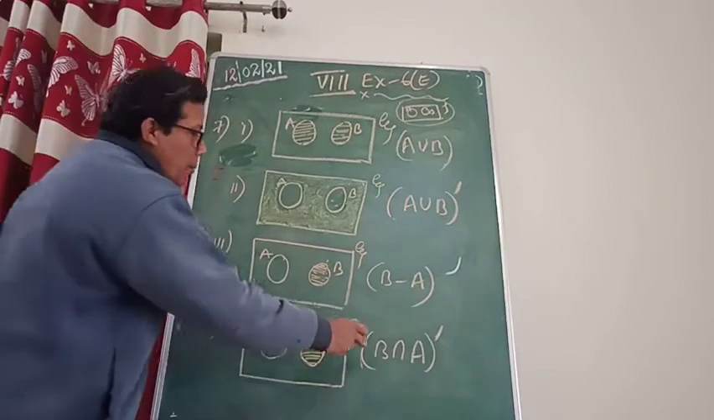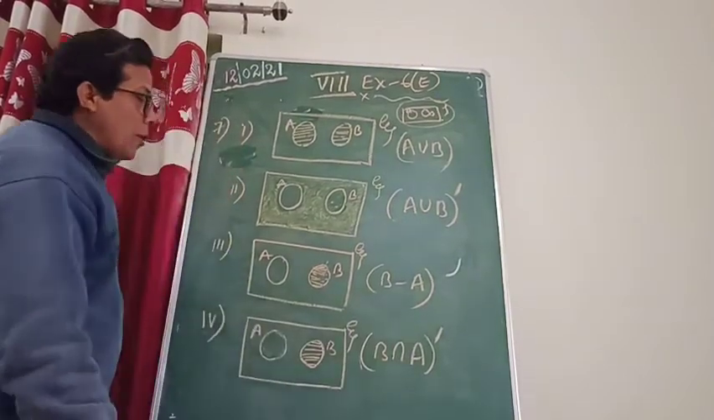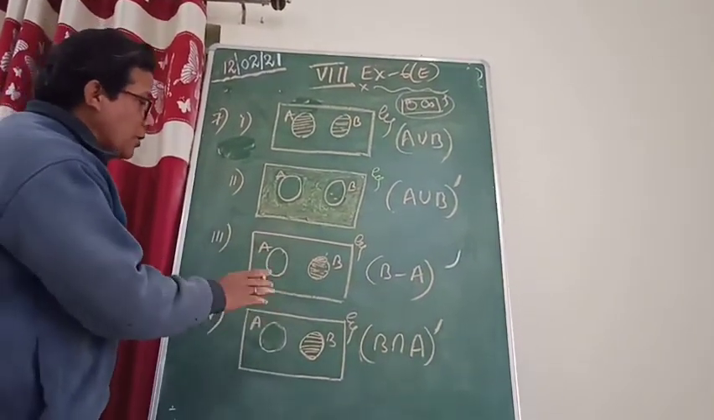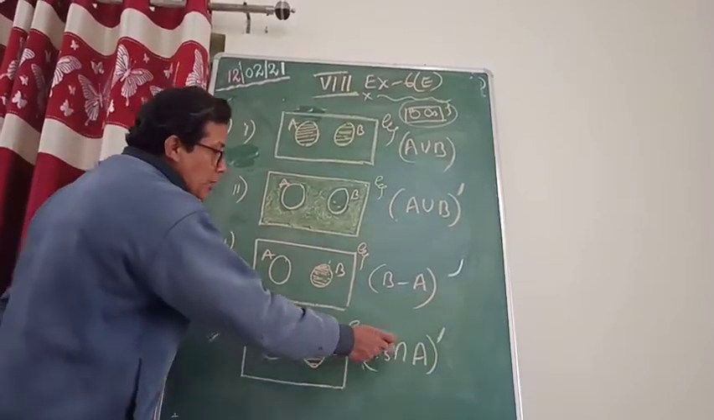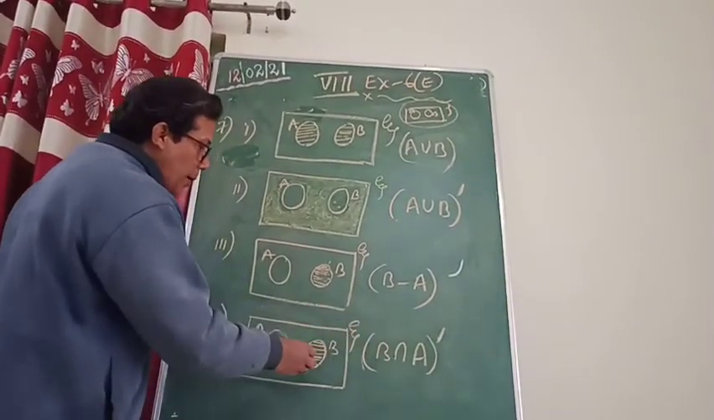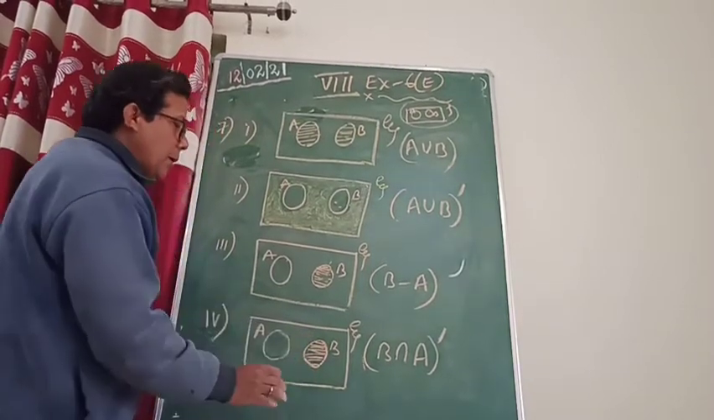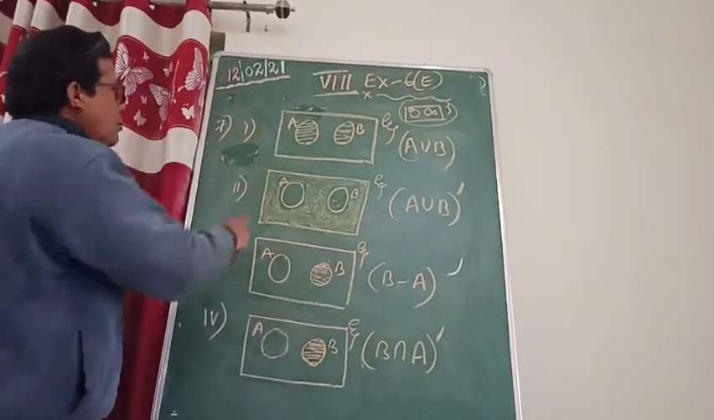At last, B intersection A complement. So B intersection A means no elements will come here, and then the complement of it. What is complement? Complement means always set B will come. Like that I have expressed these questions.